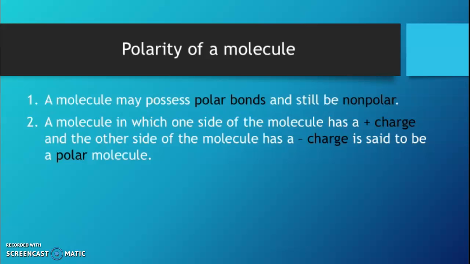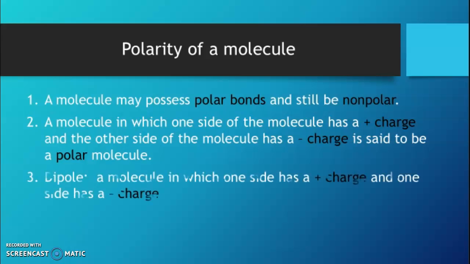So we end up with a molecule that has one side with a positive charge and another side with a negative charge because of the way the electrons are distributed in the molecule. When that happens, it's said to be a polar molecule. It is also called a dipole, because di means two, and pole means two poles, two charges. So a dipole is a molecule that has a positive charge on one side and a negative charge on the other.